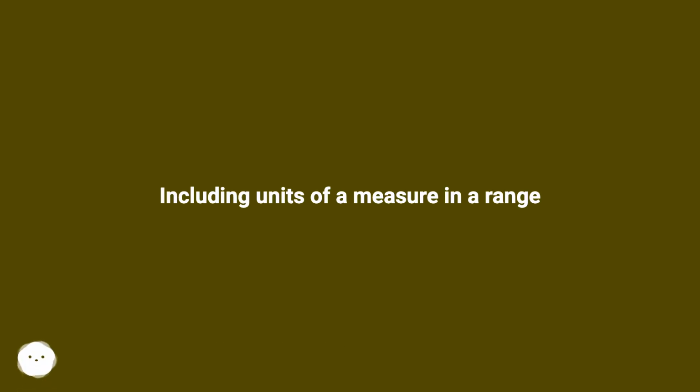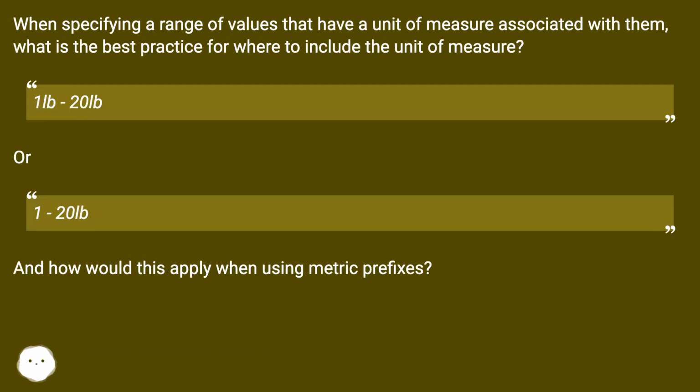Including units of measure in a range. When specifying a range of values that have a unit of measure associated with them, what is the best practice for where to include the unit of measure? 1 pound to 20 pounds, or 1 to 20 pounds? And how would this apply when using metric prefixes?